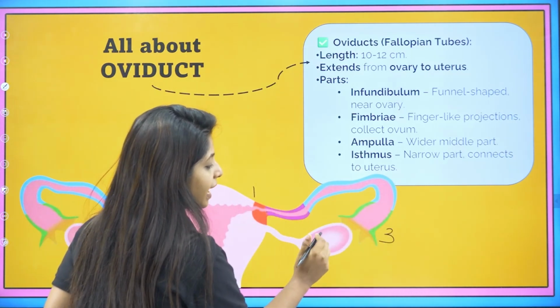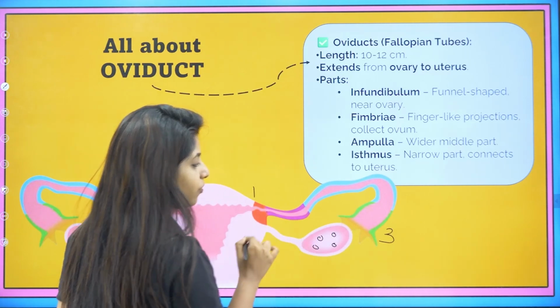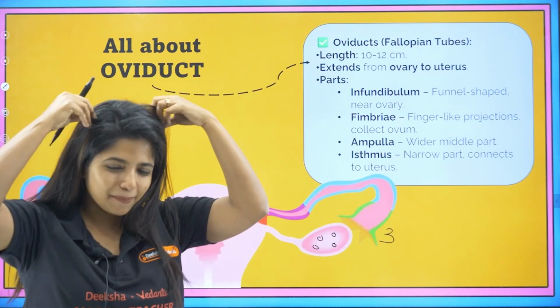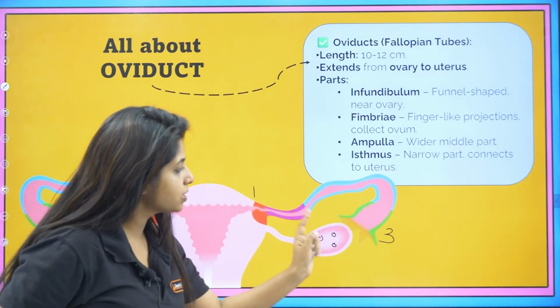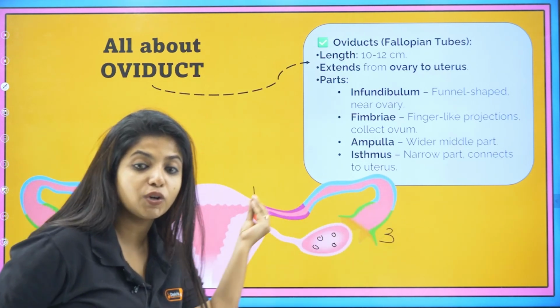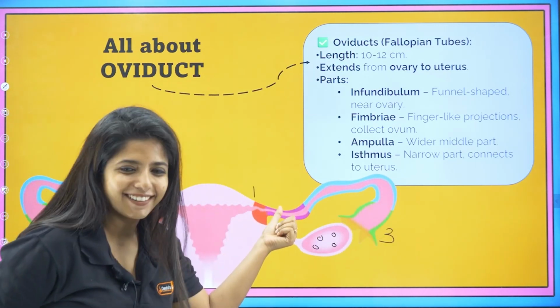What is it doing? The egg cells are being made over here in the ovary, and it says, "Come, I'll transport the egg cell." So it's just like that. It takes all the egg cells and goes where? To here, to this particular region.